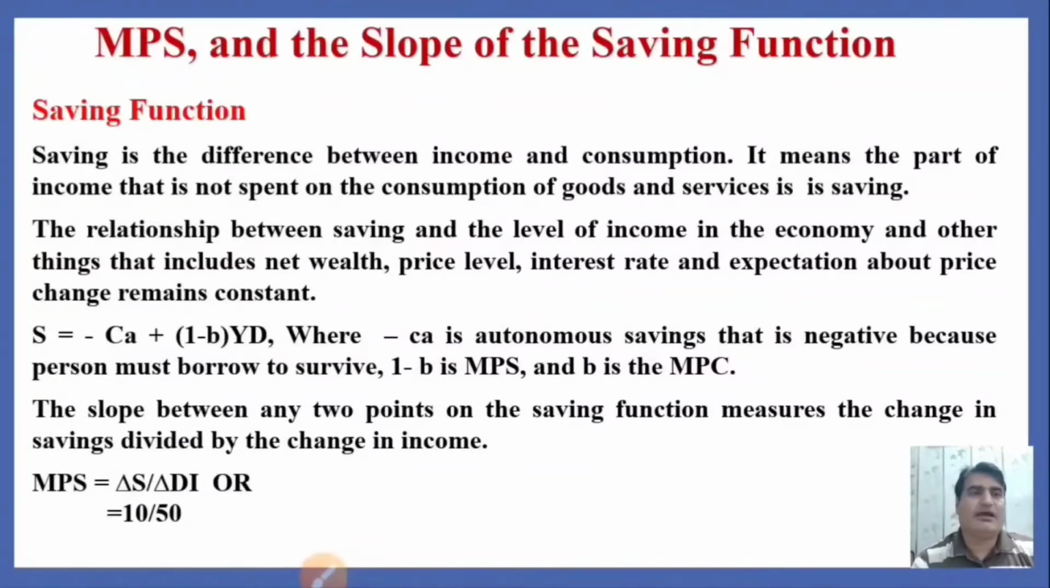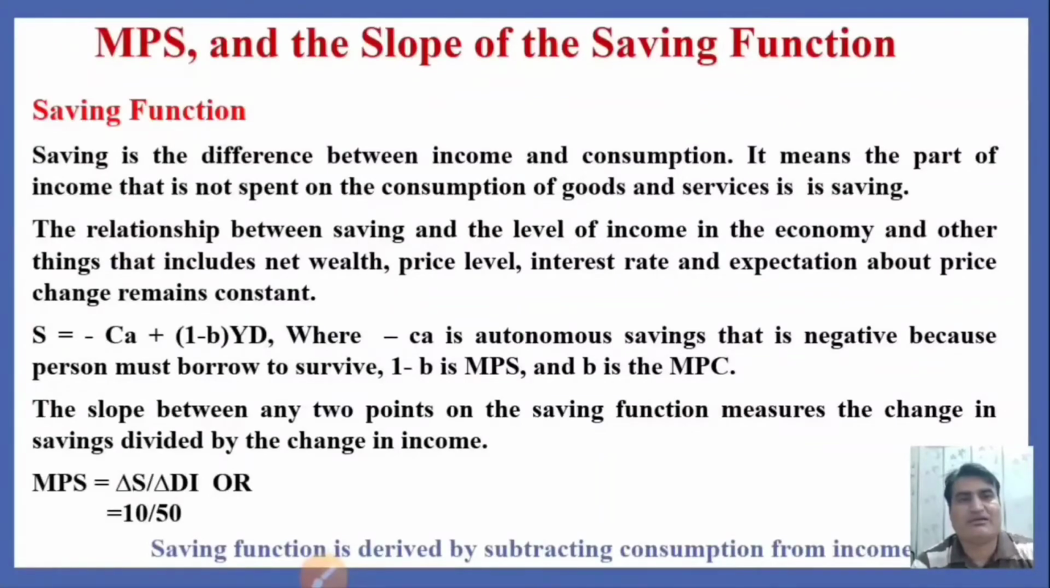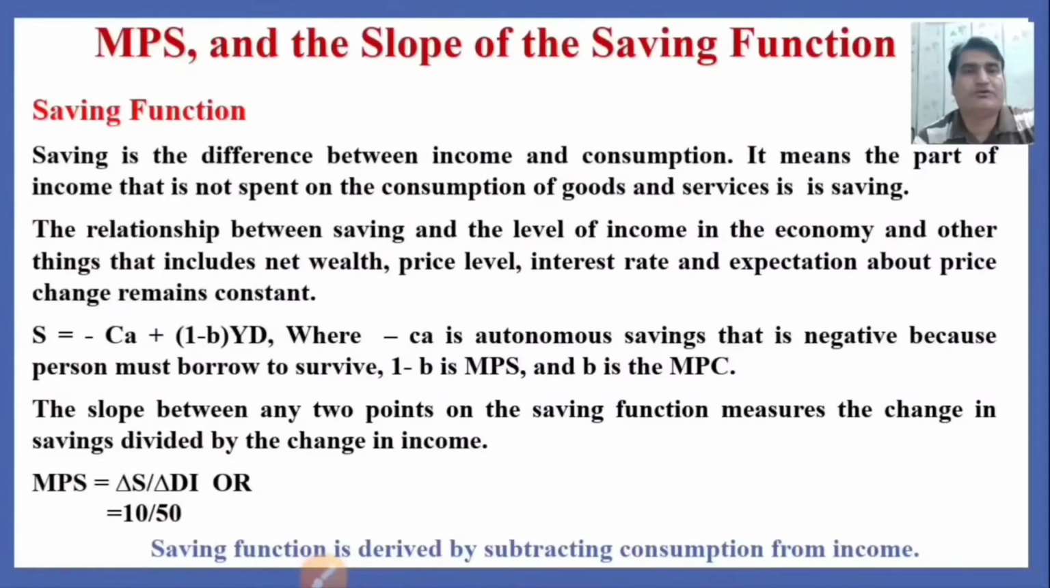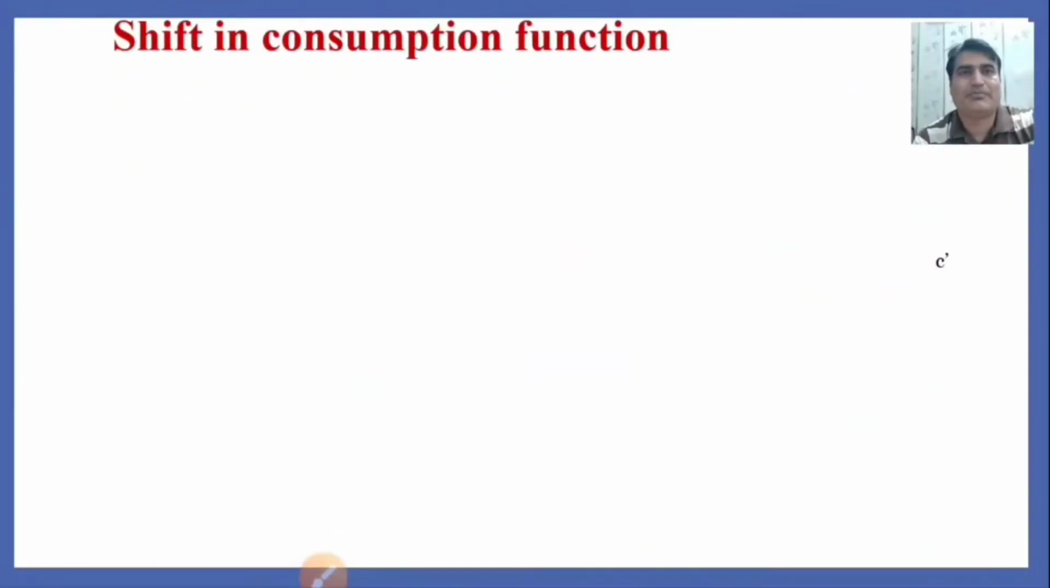If income rises by $50 billion and consumption increases by $40 billion, it means out of the increased income, $10 billion is saved. So the change in saving is 10 divided by 50. So the marginal propensity to save is 0.2. So the saving function is derived by subtracting consumption from income.